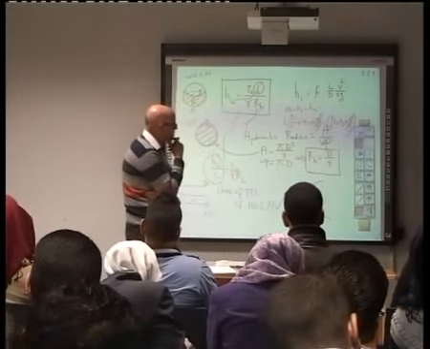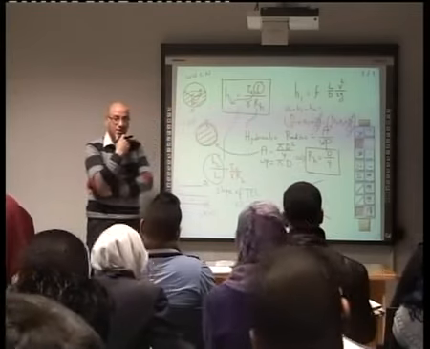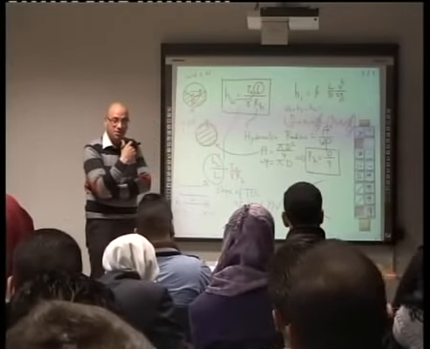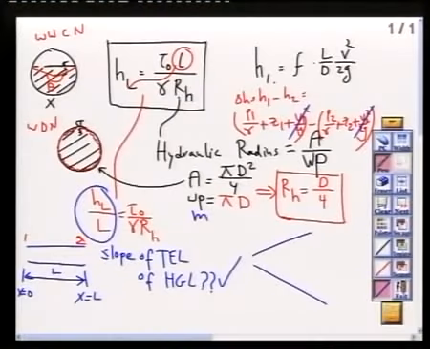Now, this is the slope of the total energy line. What are the units of that? Dimensionless. Yeah, but there are still units. Meter per meter. Yeah. But they are different meters. This is meter of distance, but this is meter of energy, head.